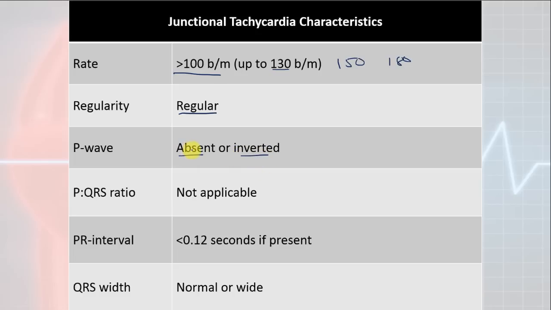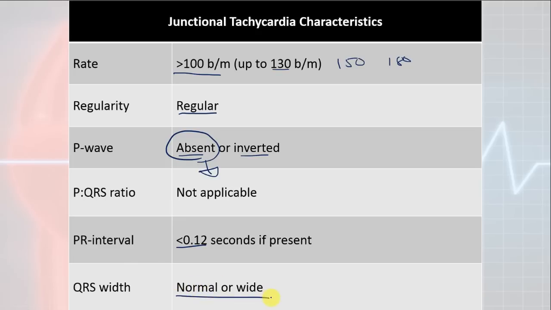The higher up you go in the junctional tachycardias, though, I'll be honest, most of the time the P waves are going to be absent. You're not going to be able to identify them unless you do a 12 lead. And if the person has some kind of hemodynamic compromise, you're not going to want to sit there and do a 12 lead and argue over junctional tach versus another supraventricular tachycardia. The P to QRS ratio is not applicable typically because it's absent. The PR interval, if it is present, will be less than 0.12 second. And of course, the QRS width is going to be normal or wide.